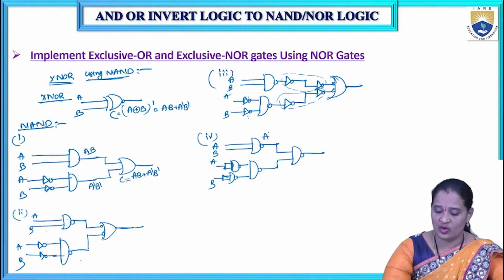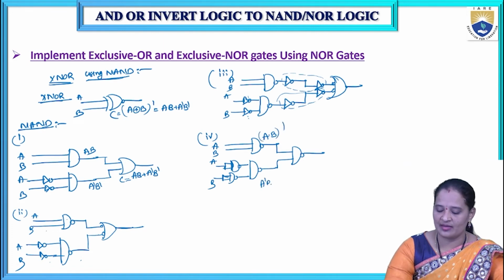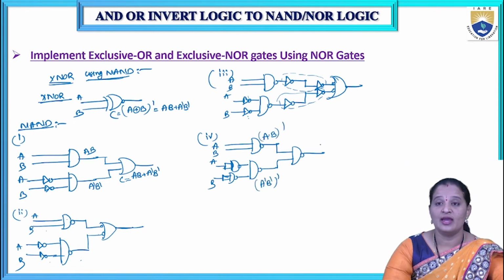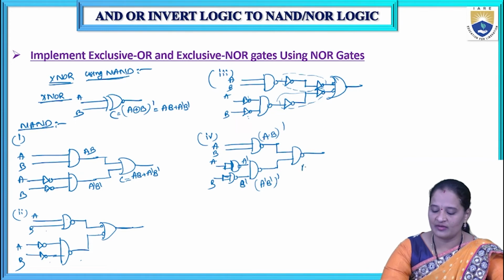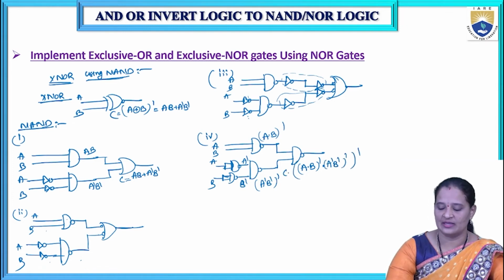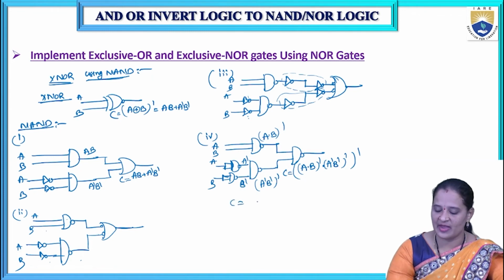What is the output of this one? A dot B whole complement, and this one is A bar B bar whole complement, and finally the output of this one, this is A bar we are getting and this is B bar we are getting, right? And finally we will be getting (A dot B)' dot (A bar, B bar)', whole bar. So this is C. So C is equal to, now I'm expanding this one, (A B bar dot A bar B bar)', whole bar.